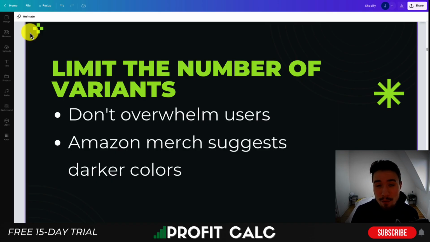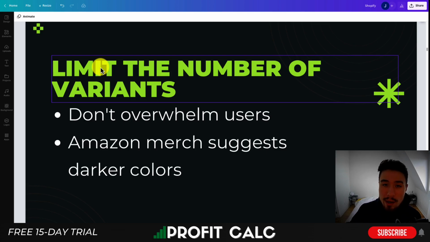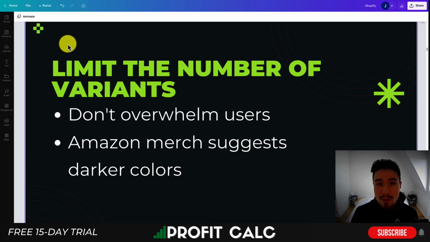The second tip for print-on-demand stores is going to be to limit the number of variants that you're selling. You don't want to overwhelm your consumers with 20, 30 variants of color for the same design. It can be really easy to do so, especially with POD stores, because you're not going to pay for any extra inventory. So you may be thinking to yourself, well, I might as well sell as many colors as possible. However, this is going to overwhelm customers. And if you look at research done by Amazon Merch, they suggest using darker colors as well, as those sell better. So typically around 5 variants is going to be your limit here for different colors.